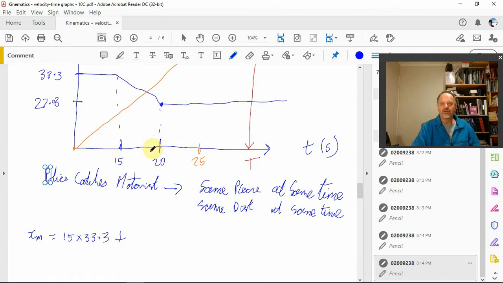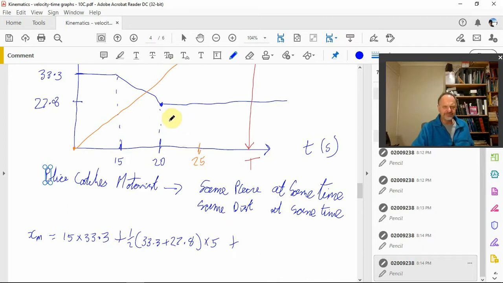The area of a trapezium, hopefully it's on the formula sheet because it could be handy, is this: the parallel sides, you call them A and B, and the distance between them we call h, and so it's a half of A plus B, so that's 33.3 plus 27.8 times the height. Now the height's this distance here, which in this case is time, and that's 5 seconds.